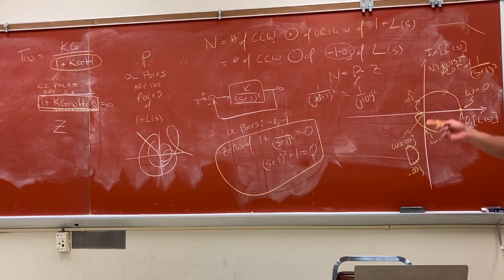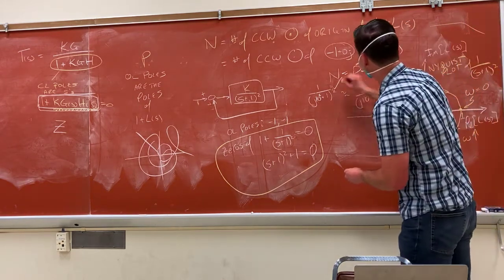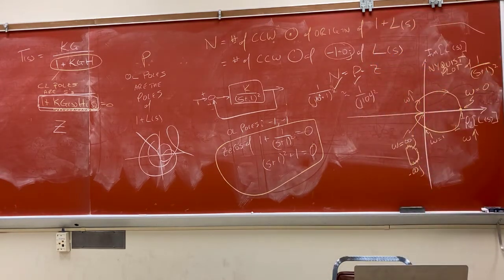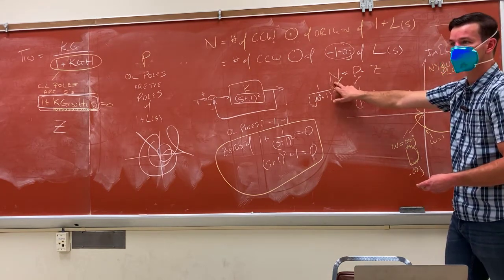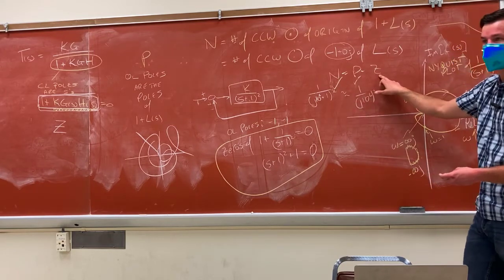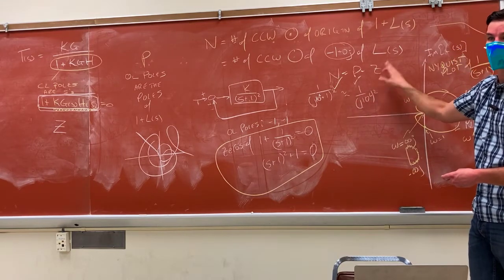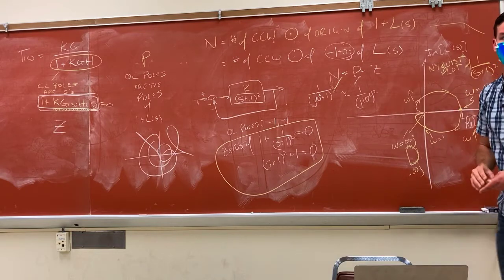Cool. How many encirclements of -1 are there? None. So now I can fill in the check mark. No right half plane open loop poles, no encirclements of -1, which means how many closed loop poles in the right half plane? None. Yay, it's stable. Wasn't that easy?